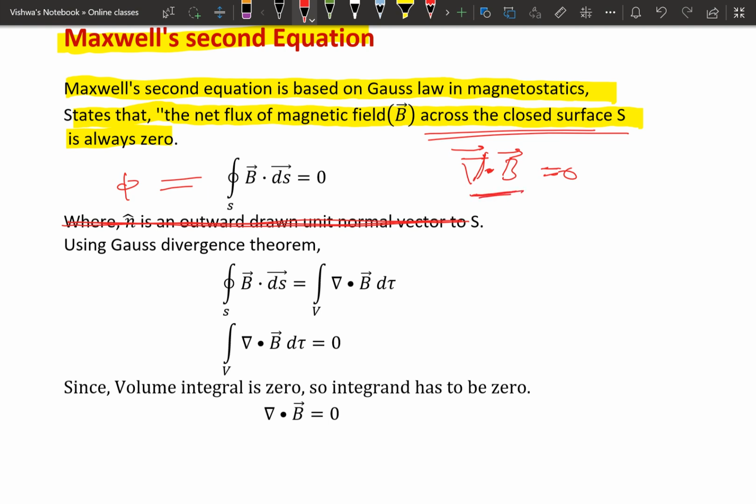So using Gauss divergence theorem, we can convert this surface integral to a volume integral, along with that the del operator. So the integral of B dot ds, this is a surface integral. Now we convert this into a volume integral, then it will take the divergence term. So this becomes del dot B d tau, which is equal to 0. If this integration is equal to 0, that indicates the integrand must be equal to 0, so del dot B equal to 0, which is the second relation of Maxwell's equations.